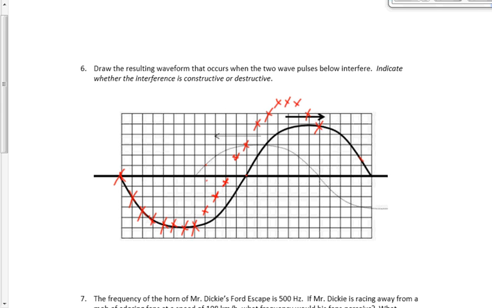1, 2, 3, 4, 4.5 above, 1.5 below, gives me about 3 above. 4 and negative 2 gives me 2. 3 and negative 2.5. 1.5 and negative 3. So it's going to look something like this, right?